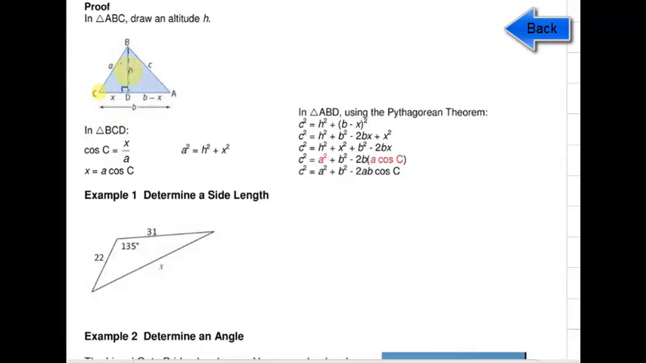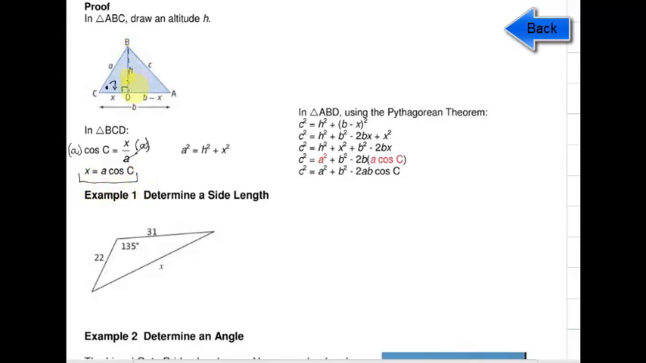Okay, so for triangle BCD, I'm going to come up with two expressions. The first one, we're going to look for cos of C. So we're looking at this angle, and in triangle BCD, x is adjacent to angle C and A is the hypotenuse. And so the cos of C is adjacent over hypotenuse, so x over A. And I'm going to solve for x, so I'm going to multiply both sides by A, so we reduce the A's on the right, and so we are left with x is equal to A times cos of C. Okay, so we'll be using that.